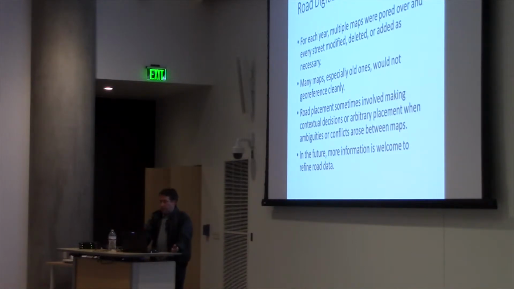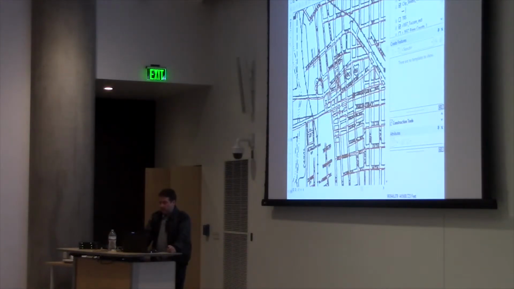When I encountered ambiguities or places where maps conflicted, I had to make some judgment calls. Sometimes I tried to use other information or context to figure out what to do, but there were some places where I just had to make some educated guesses too. So in the future, more information is welcome, and if you know of any sources of further information, I would love to hear that. So here's an example of some of this problem in road digitization.